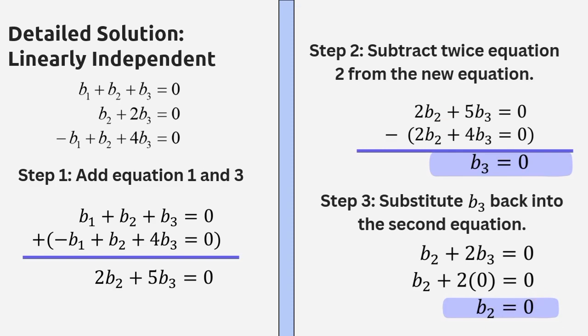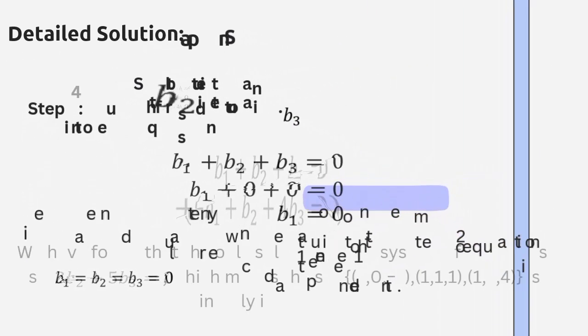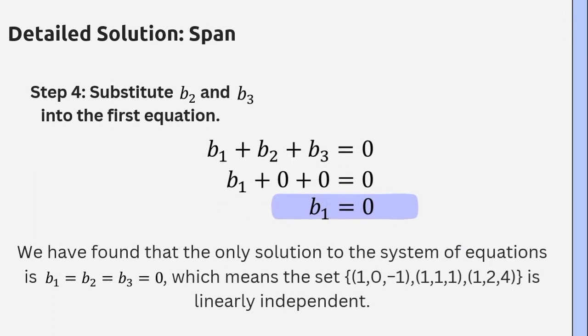And now for our last step, we are going to find the value of b sub 1. As you can see, we just substitute the value of b sub 2 and b sub 3 from the solutions we had a while back. So here we have b sub 2 equal to 0 and b sub 3 equal to 0. By substitution, we will just be left with the value of b sub 1, and we have here equal to 0.